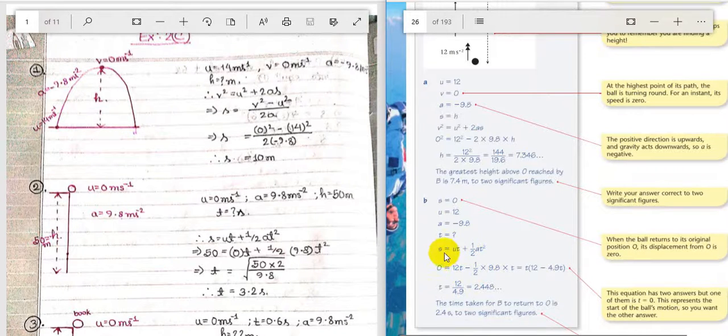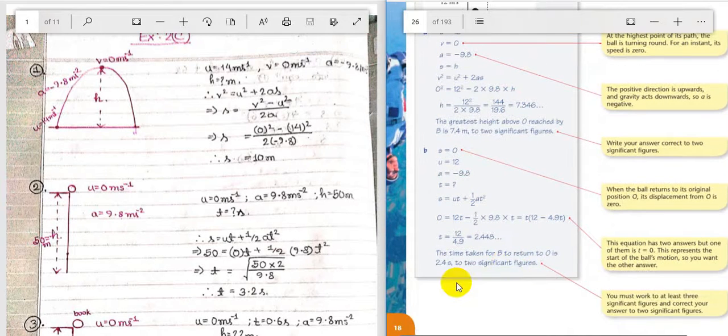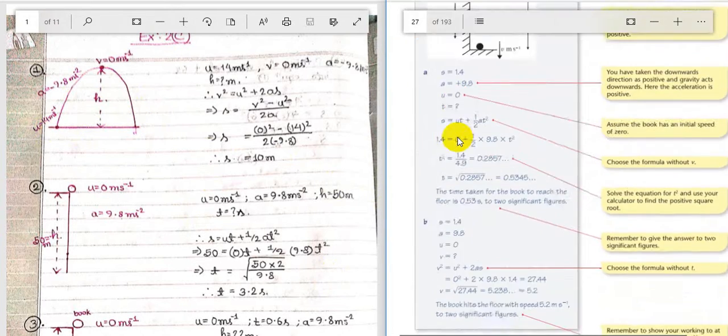So using the equation s equals ut plus half at squared, put in all the values, and using the calculator you can find the value for t, that is 2.446 seconds. Rounded to two significant figures, that gives you 2.4 seconds. So the total time the particle took to move from the starting point and end again at the point of projection is 2.4 seconds. I hope this was clear.